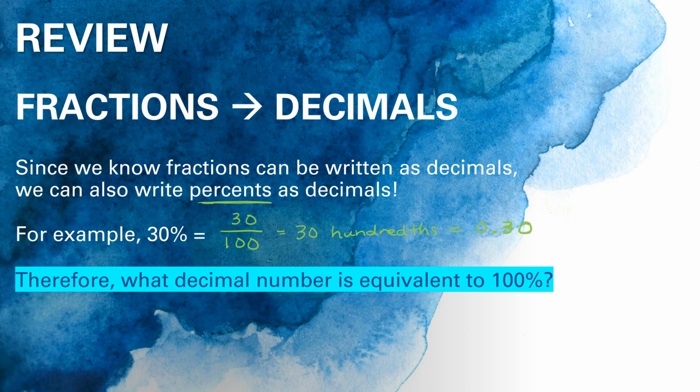Therefore, what decimal number is equivalent to 100%? Well, as we said on the previous slide, 100% is 100 per 100, which is the number 1, or 1.00. 100 hundredths. This is 100 hundredths because our last decimal place is the hundredths place. We have 100 of them to get 1.